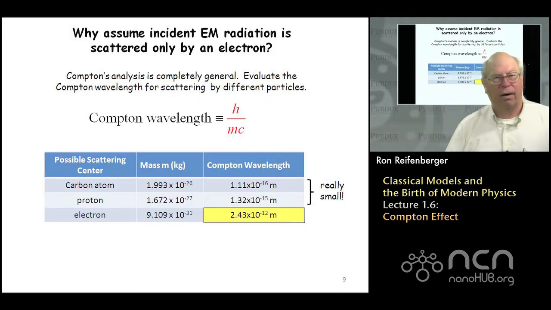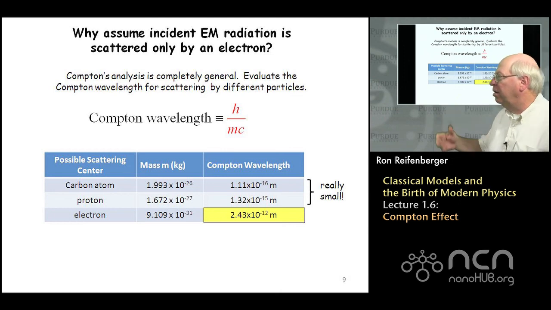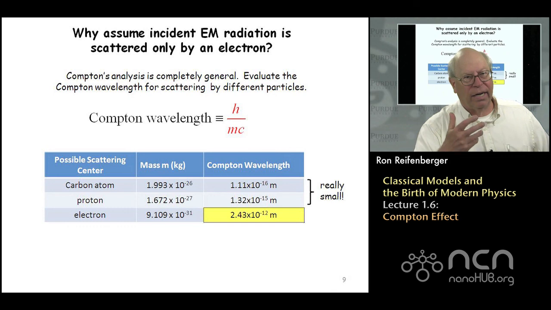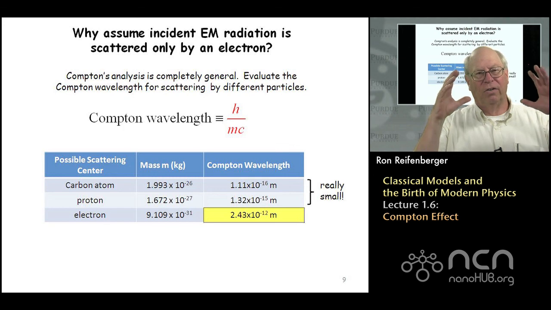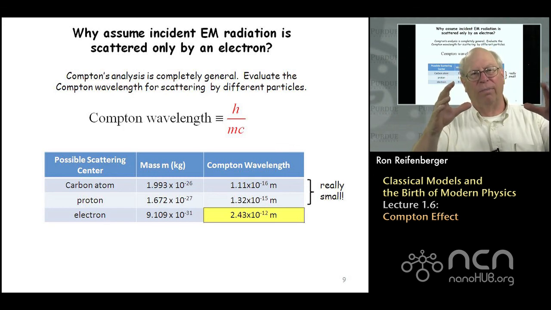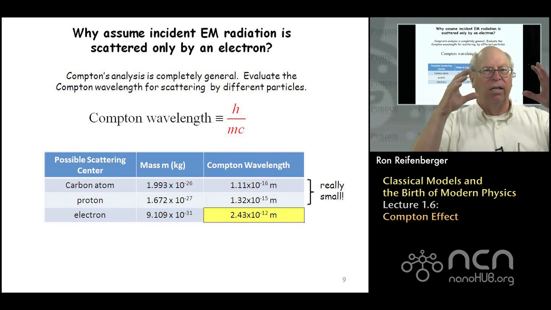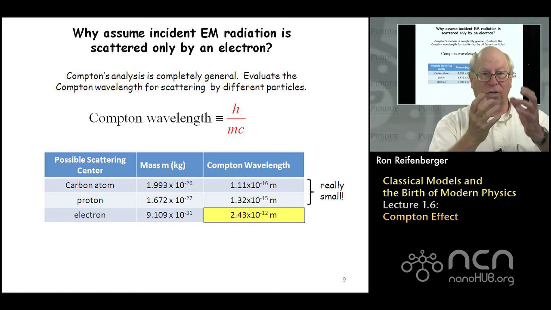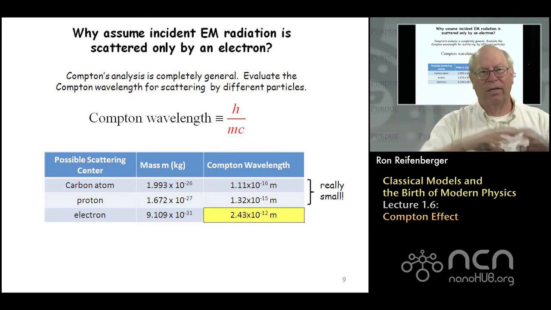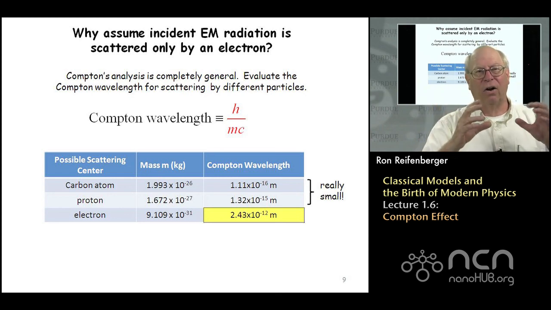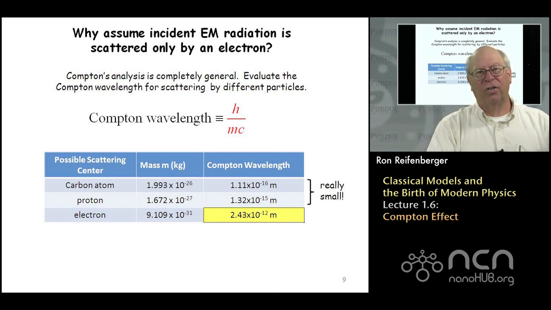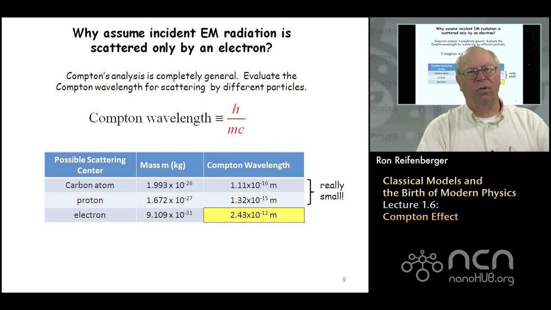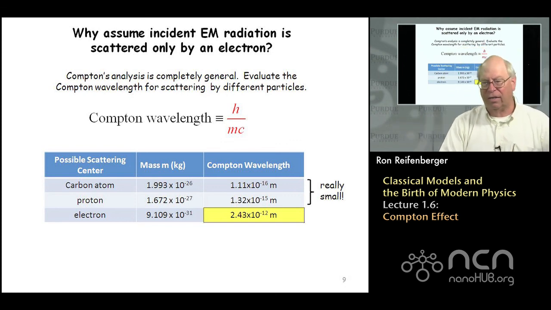Another assumption that you might wonder about is why do we assume that the electromagnetic radiation is scattered just from an electron? Right? This incident electromagnetic radiation penetrates a carbon block. The carbon block contains carbon atoms that could scatter the photons. The carbon block contains protons in the nucleus of the carbon atom that could scatter the photons. There are neutrons inside the carbon block, also confined to the nucleus. They could scatter the incident electromagnetic radiation. Why is it that it's only the electrons that are considered in Compton's analysis?